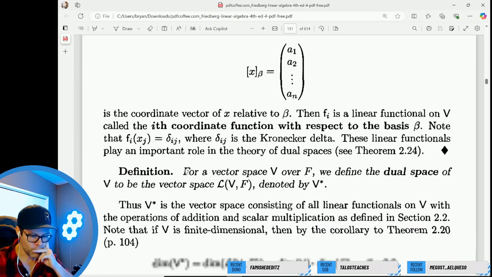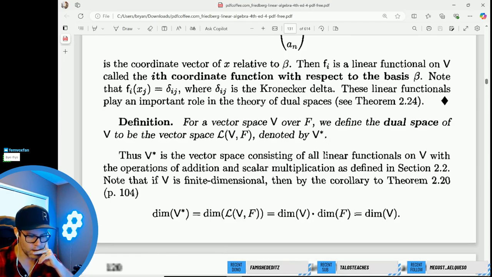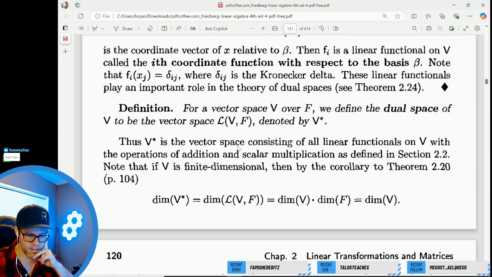Oh, interesting. Okay. For a vector space V over F, we define the dual space of V to be the vector space of linear transformations from V to F, denoted by V star. So V star is the vector space consisting of all linear functionals on V with the operations of addition and scalar multiplication defined in section 2.2. Okay, that's fine.